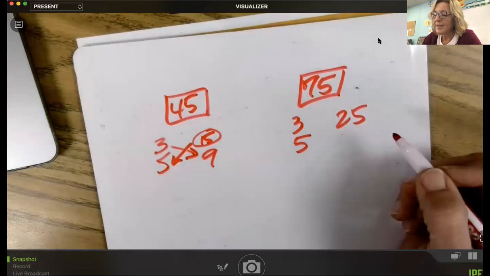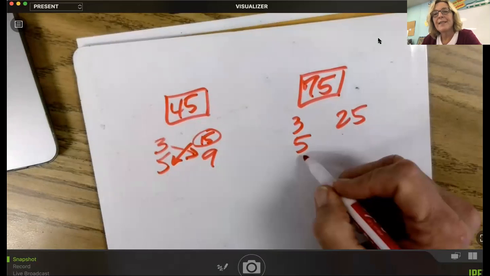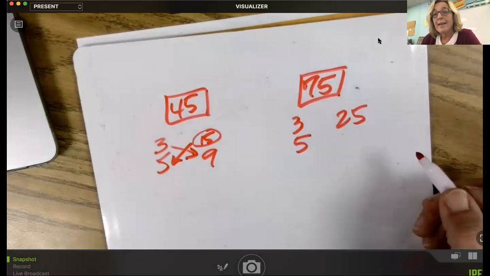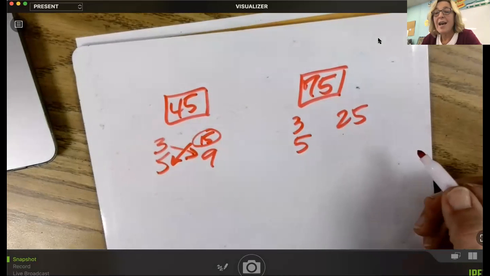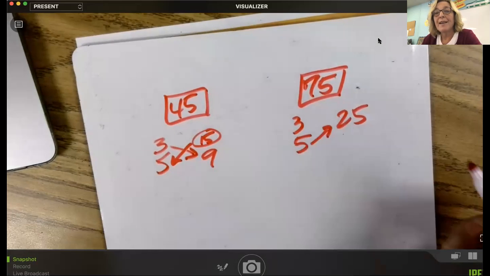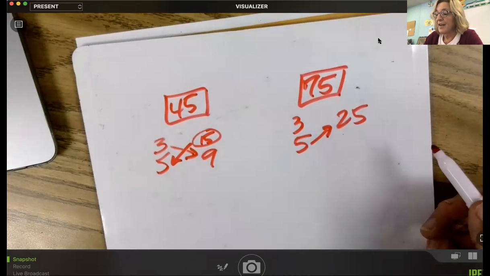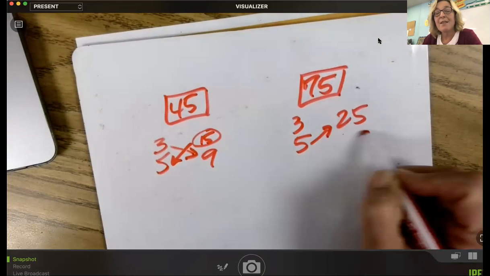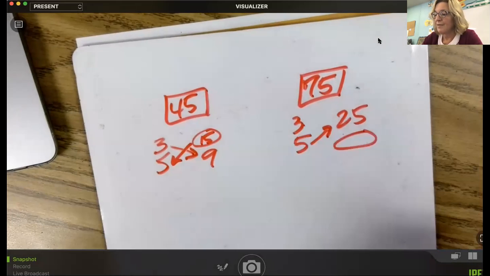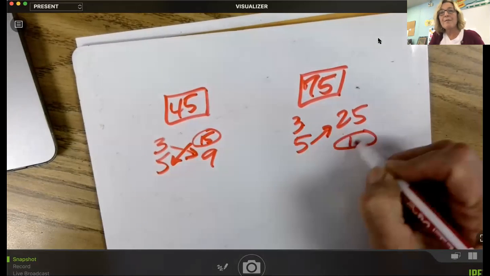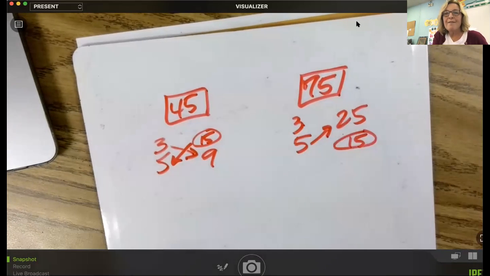What else? Oh, we still need to figure out what goes with 5. Well, if 5 5s make 25, then this divided by 5 is going to give us 3. 3 times 5 is 15. 15 is the greatest common factor. Just a little bit of math manipulation there, number manipulation to get that answer.